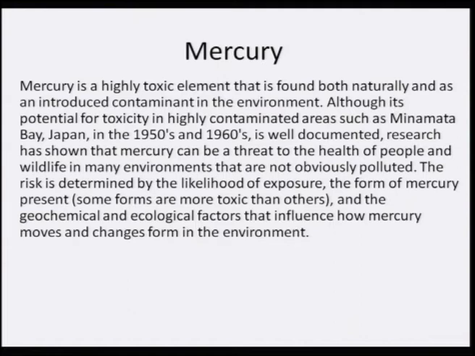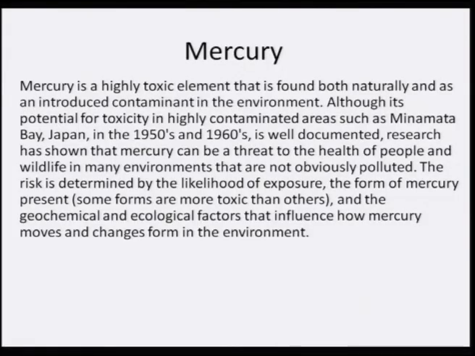Some forms are more toxic than the others, as we saw in the case of chromium as well. Chromium 3 is much less toxic compared to chromium 6. Similarly, mercury also exists in various forms, and some of the forms are more toxic than the others. The geochemical and ecological factors that influence how mercury moves and changes form in the environment are also very well understood. So, from one form to the other, the mercury somehow reaches the biotic system and the food chain, and that is how it reaches human beings.